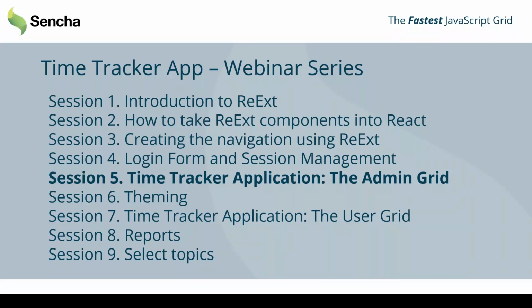On session 6, we are also going to be talking about theming, meaning we're going to give style, color, themes to our applications. And after that, we're going to replicate what we did for the admin grid to create a user grid where we will get to track our time. And on session 8, we're going to build KPIs, we're going to build reports. And finally, on session 9, we're going to look at some select topics.